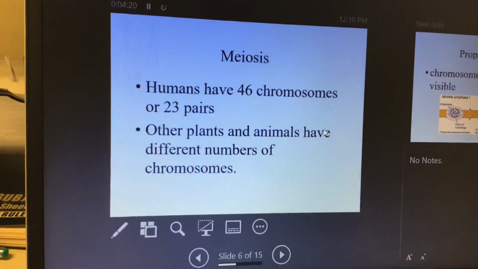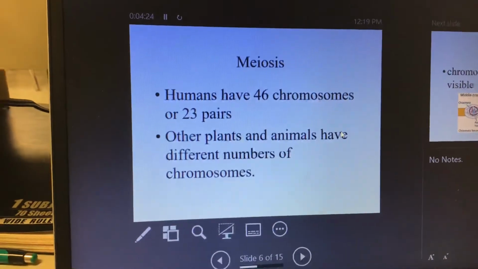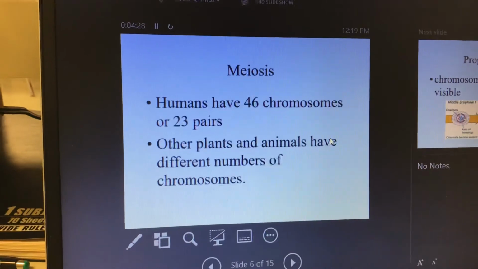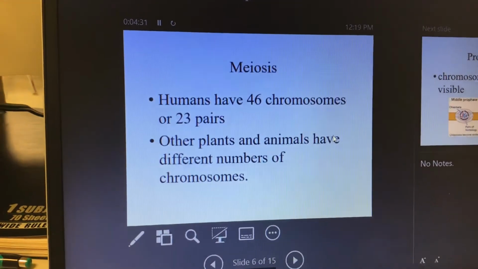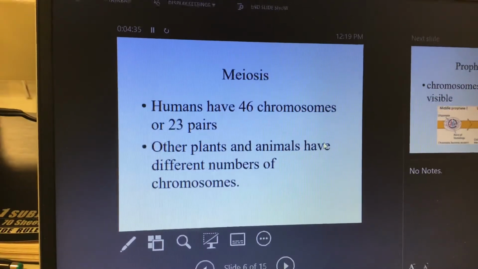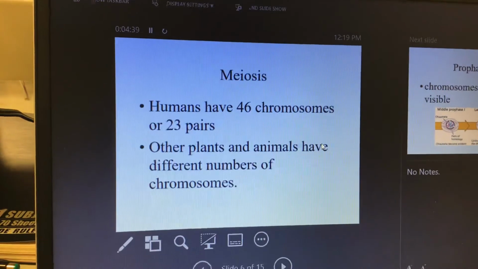I would probably put this down. We kind of mentioned it already. But meiosis, humans have 46 chromosomes with 23 pairs. Plants and animals have different numbers of chromosomes. Some of them have, I forget what it is, something has 4 chromosomes. I think maybe a mosquito.